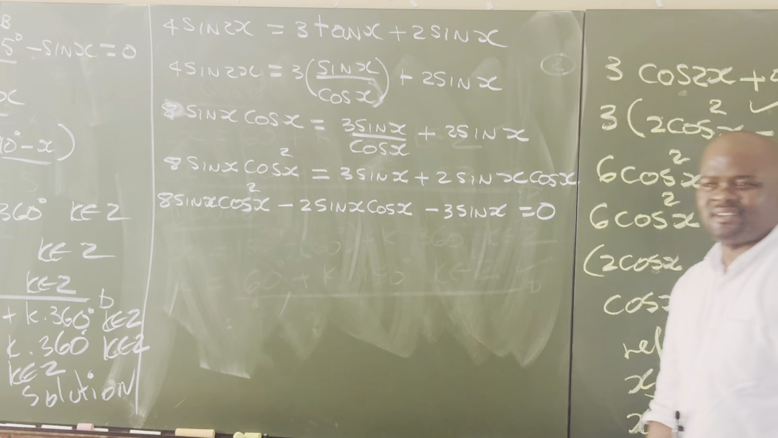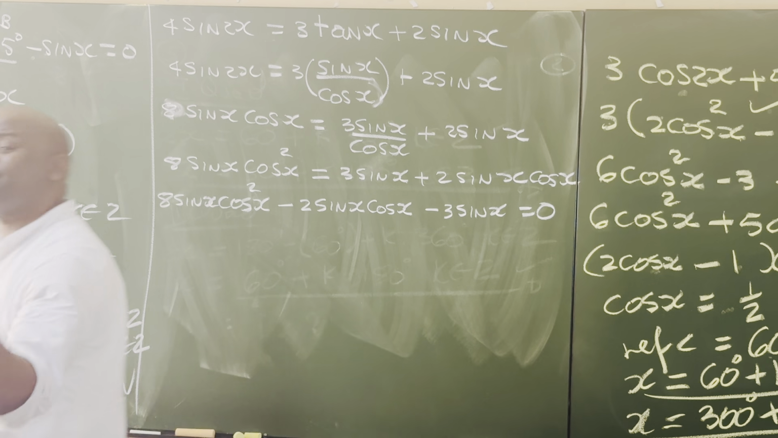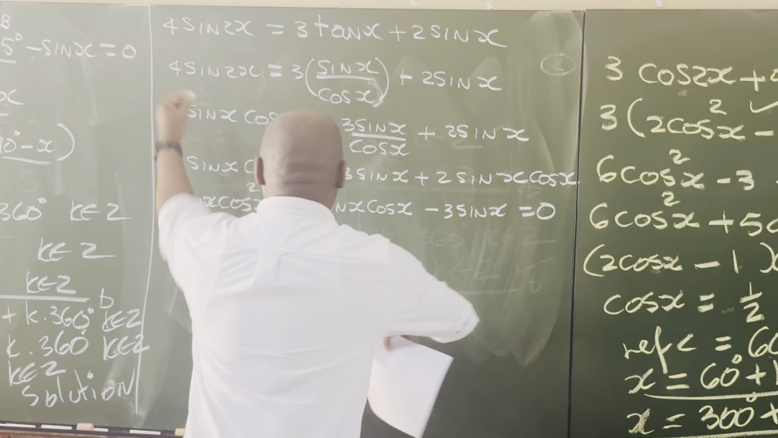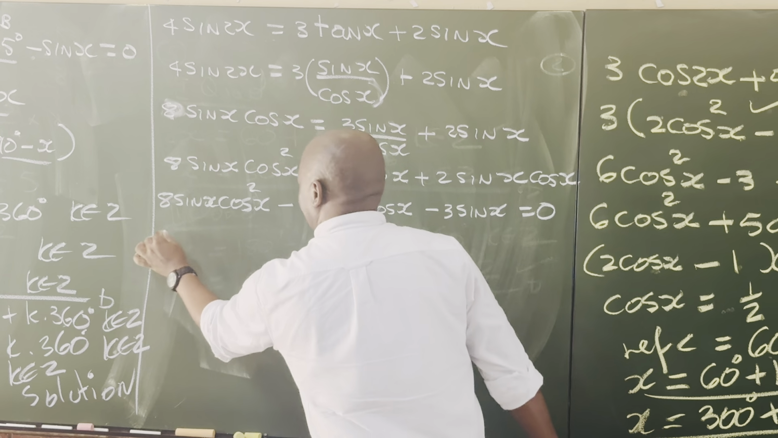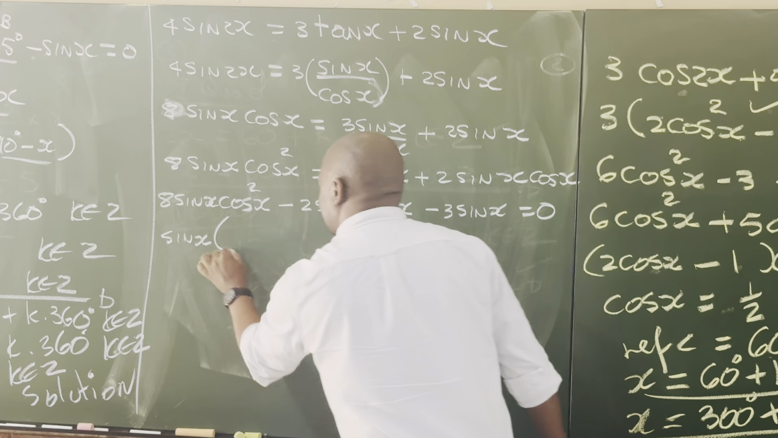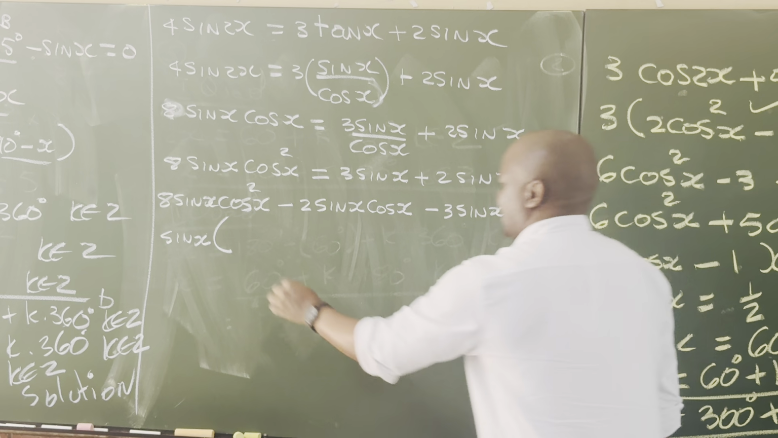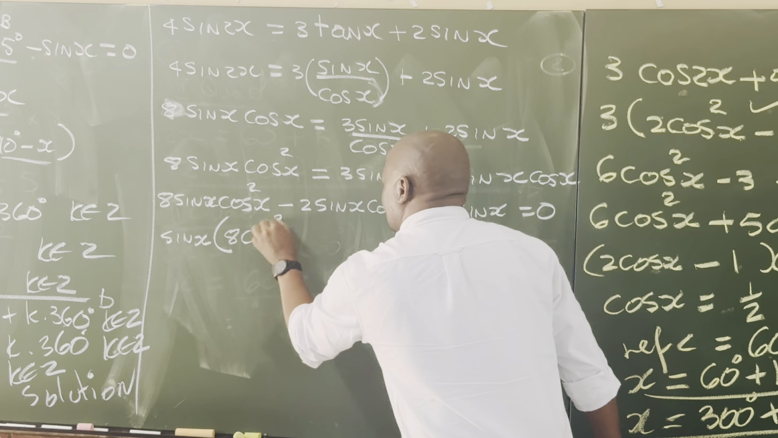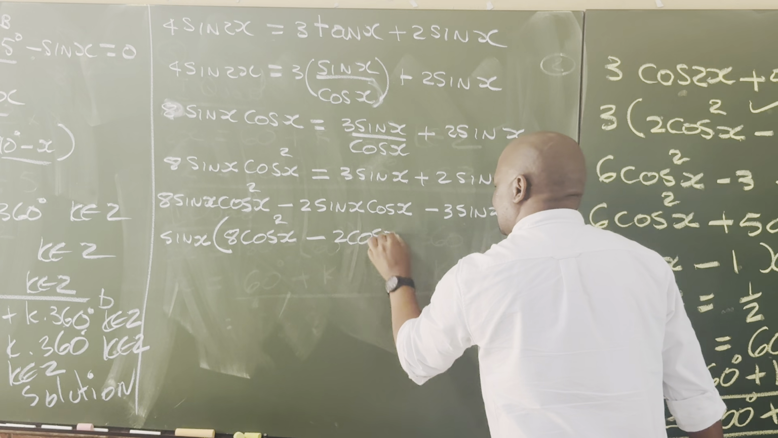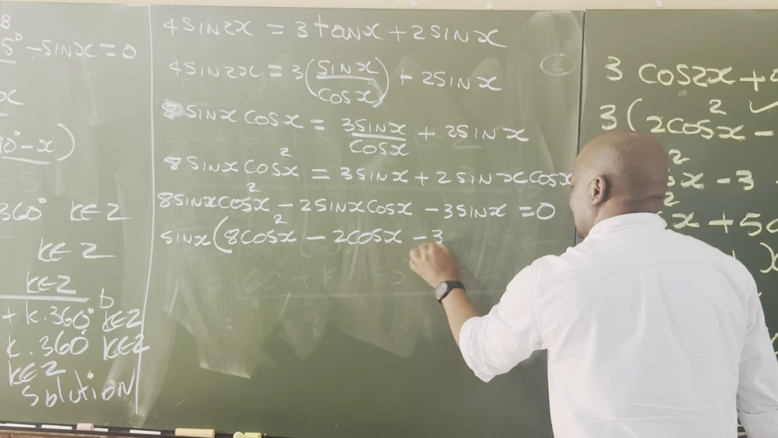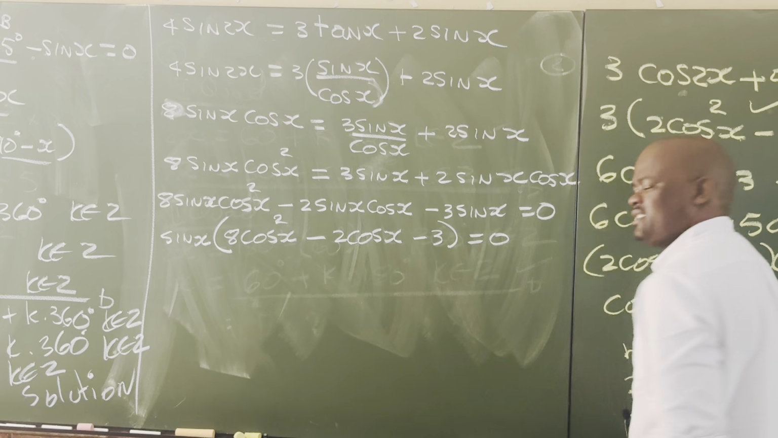And then what are you observing at this stage? Common factor, very good, common factor. So our common factor will be sine x. So it's sine x as the common factor into 8 cos squared x minus 2 cos x minus 3 is equals to 0.